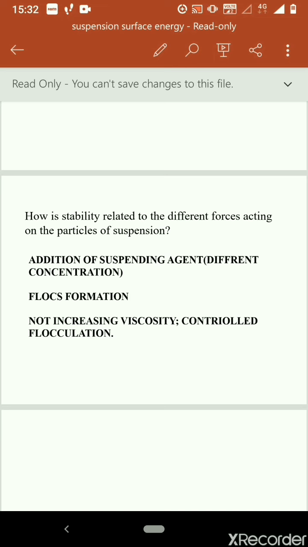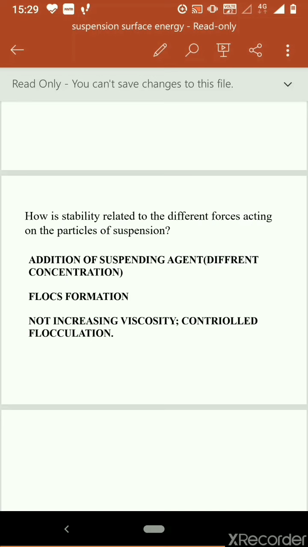Next, not increasing the viscosity, or controlled flocculation. As I have told earlier, the floccules can be formed, and they increase the viscosity when a polymer-like material is added to the suspension, and hence it creates problems while delivering or while dispensing. Hence, not increasing the viscosity, or controlled flocculation, can solve problems of such kind.